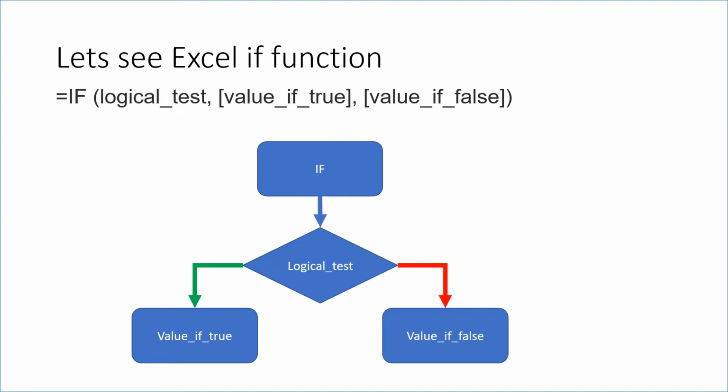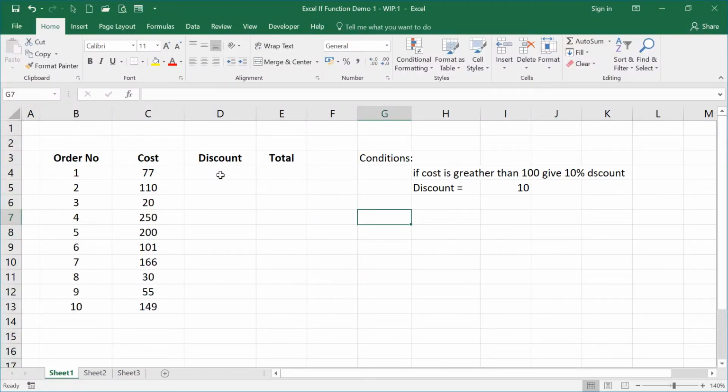Now let's see how to implement the function in the Excel application. Hi, now I'm going to demonstrate how to implement the if function in Excel. In this exercise, we will first work out the discount for the sale in column D and then calculate the final due payment in the total column E.